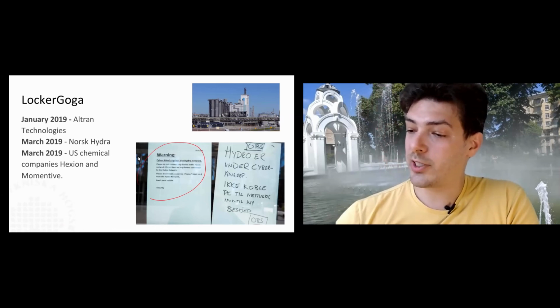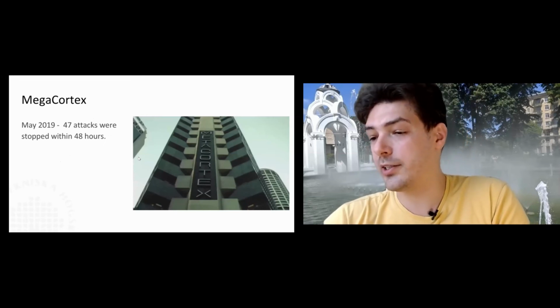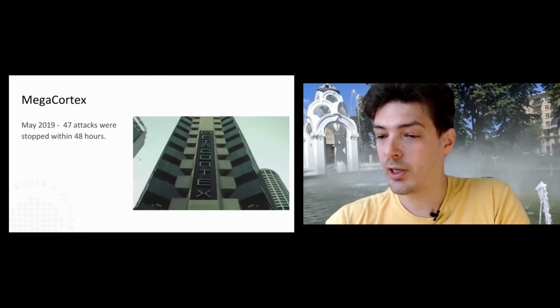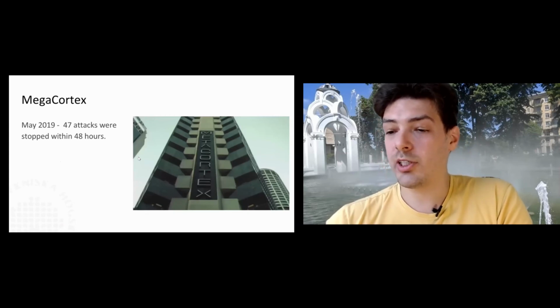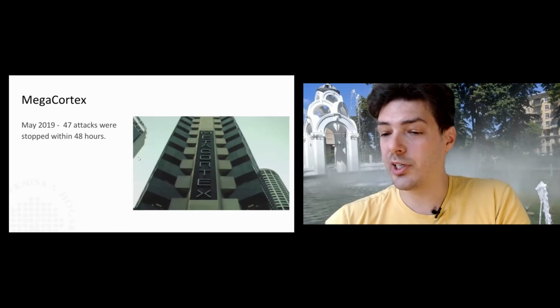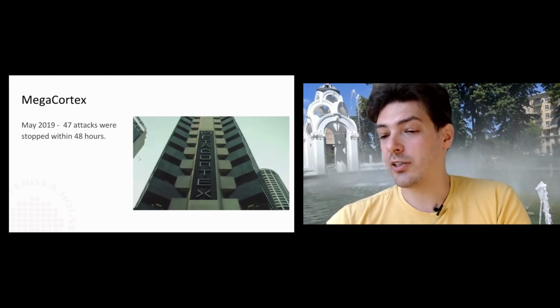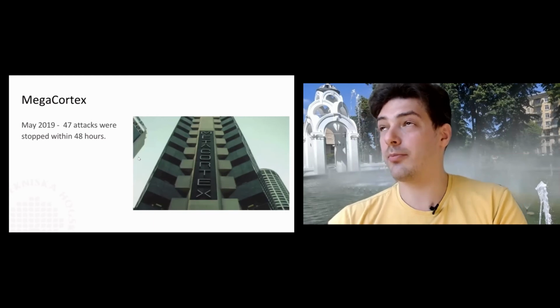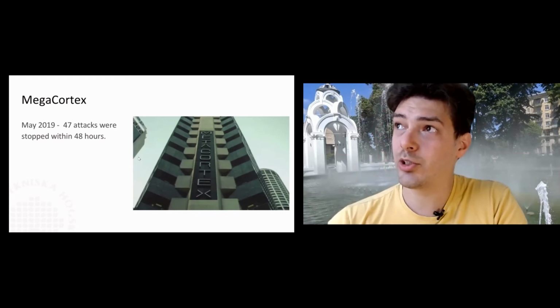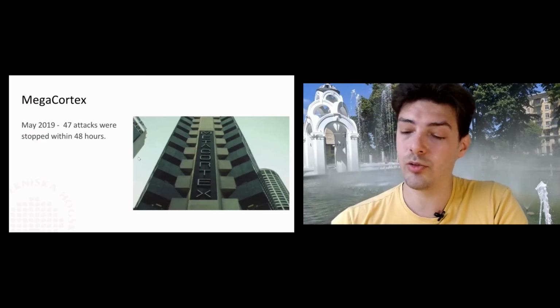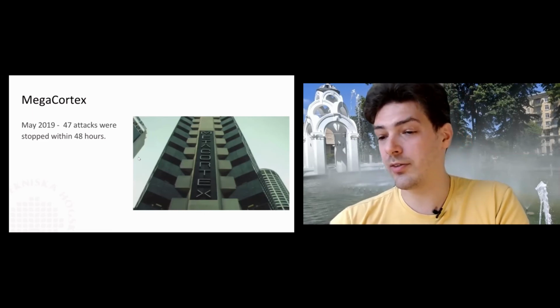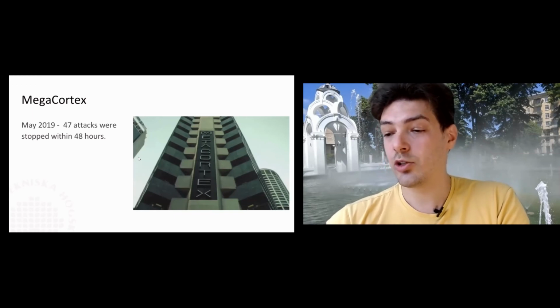So the attack was successful, and it took the IT control system out of operation. Then MegaCortex, supposedly created by the same authors, was run a little bit later in May 2019. 47 attacks were detected within 48 hours. So they ran this attack in a limited period of time to avoid being detected by antivirus solutions. Once this ransomware is detected, it will be blocked in all other companies and all other organizations. So time matters in this case.